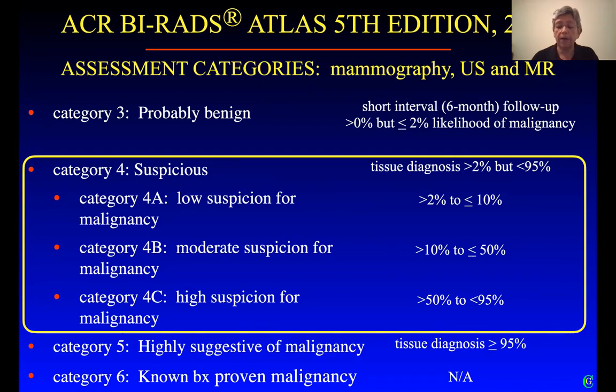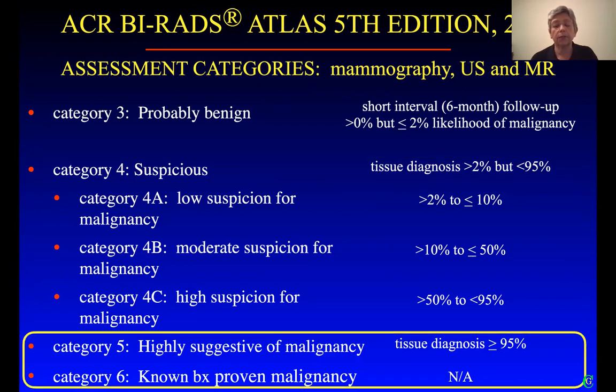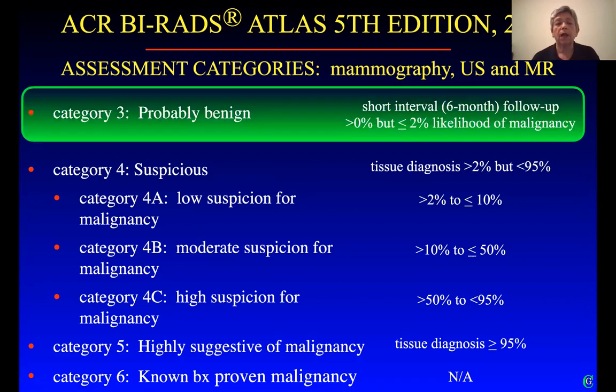And the category 5 is assigned to the highly suggestive of malignancy, greater than or equal to 95%. And the category 6 really is not typically used on screening mammograms. It's those patients in whom a biopsy has already proven a malignancy, and they're either getting hormonal therapy, for example, or they're getting neoadjuvant therapy. What we're really going to concentrate on this evening are the category 3 probable benign lesions where short interval follow-up is recommended. In these lesions, the likelihood of malignancy is greater than 0%, but less than or equal to 2%.